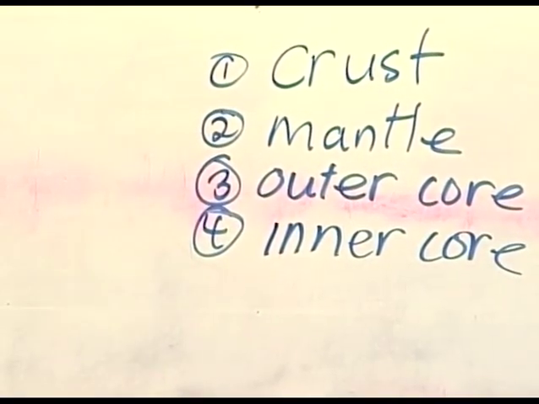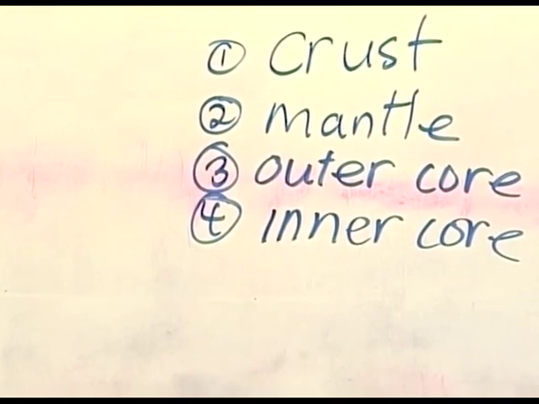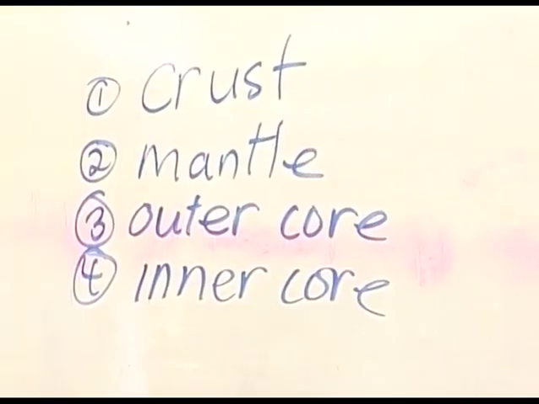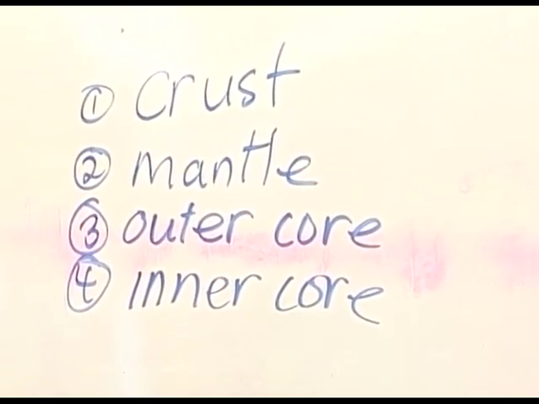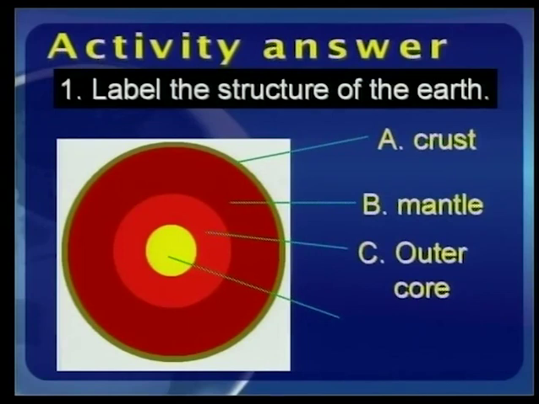Let's see if we are correct with our answers. The very thin layer of the earth at the top is called the crust. The second layer, B, is called the mantle. And the third is the outer core. And right in the center of the earth is called the inner core. So those are the 4 layers of the earth.